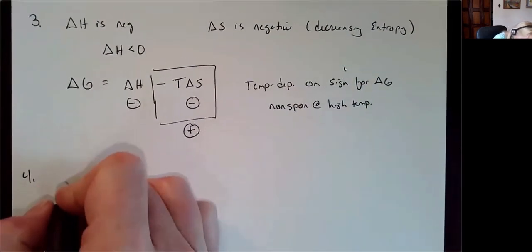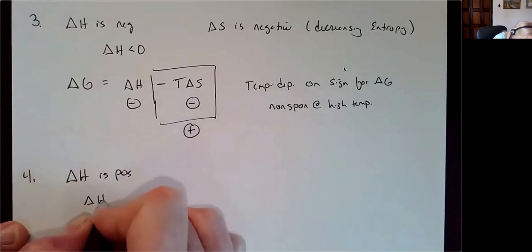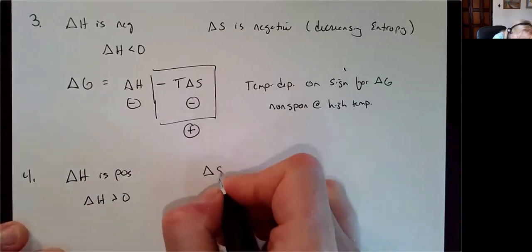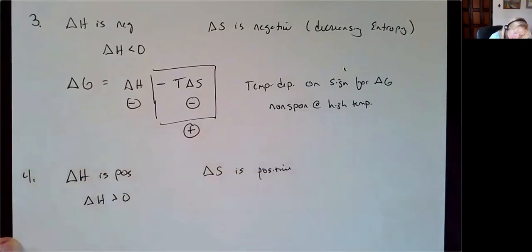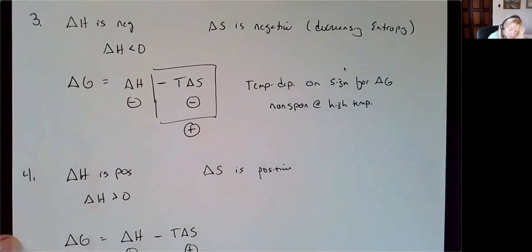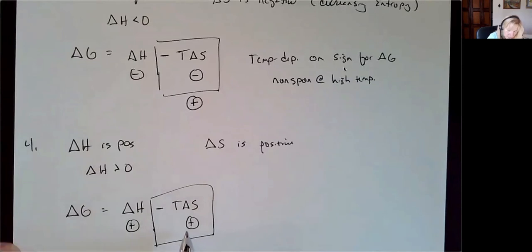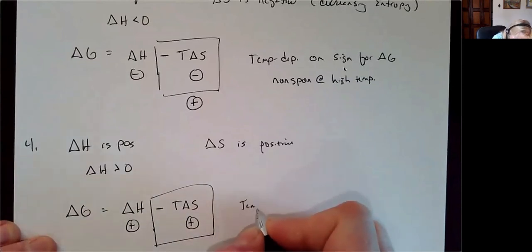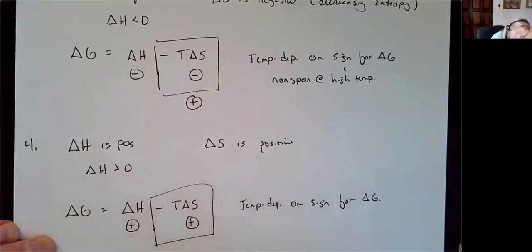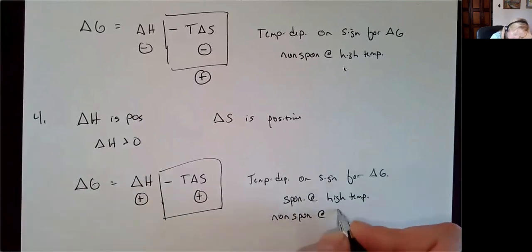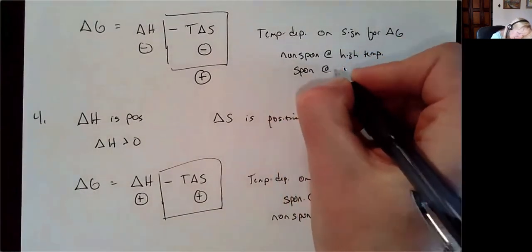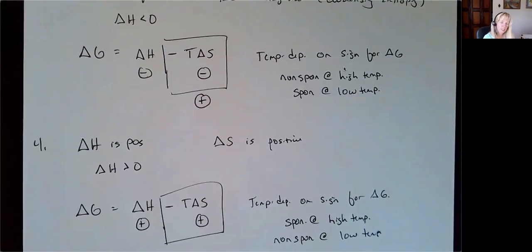My fourth one is if delta H is positive, so this is unfavored from an enthalpy standpoint, and delta S is positive. So it's favored from an entropy standpoint. Now what my delta G looks like is delta H is now positive minus T delta S, and this is positive. And so once again, this is going to be weighted. The more that this increases, then it's going to be spontaneous. So this is temperature dependent on the sign for delta G, and it's going to be spontaneous at high temperatures. So we could say non-spontaneous at low. And up here we could say spontaneous at low. So these are our two scenarios where it's going to be temperature dependent.